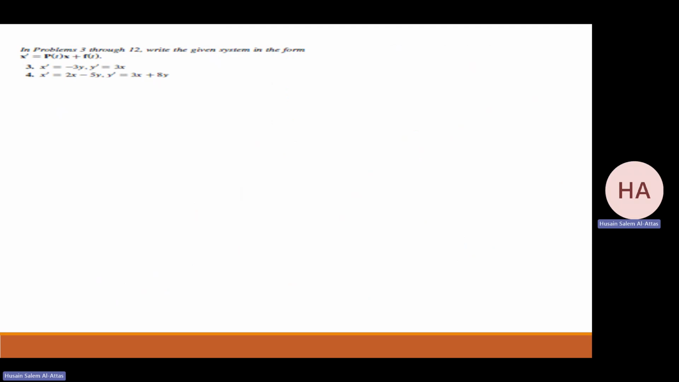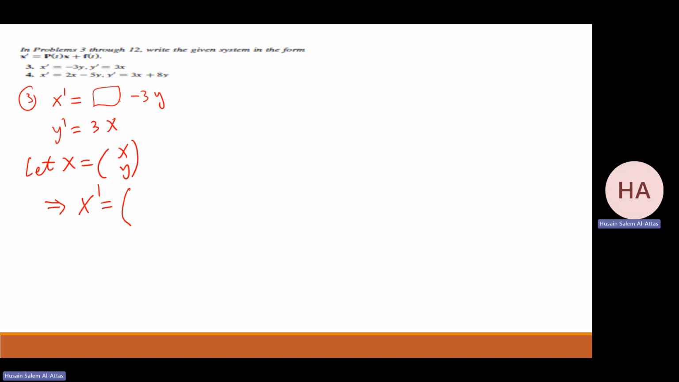Now I get some more problems. Look at number 3. X prime, let me arrange it. I don't have a function of x minus 3y. To make it clear, I have y prime equal 3x. I don't have y values. So I let capital X be x, y. What will be the system? X prime equals: here I don't have a coefficient of x, so I have 0, minus 3, 3, no coefficient of y, times x.